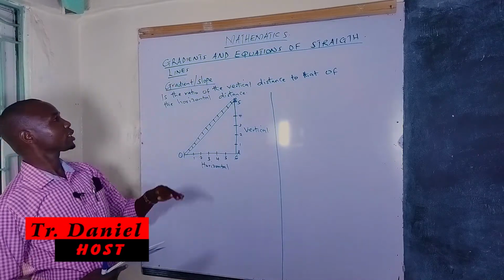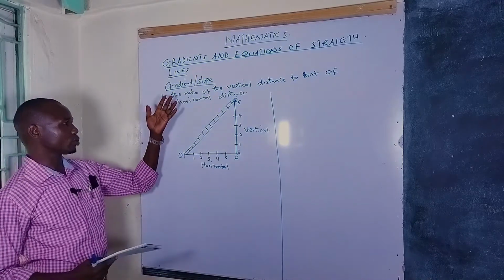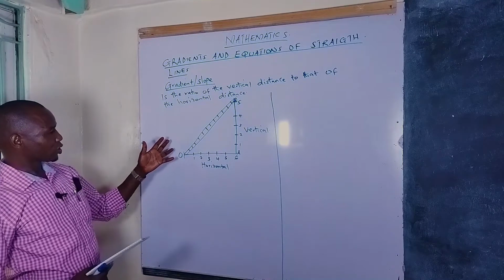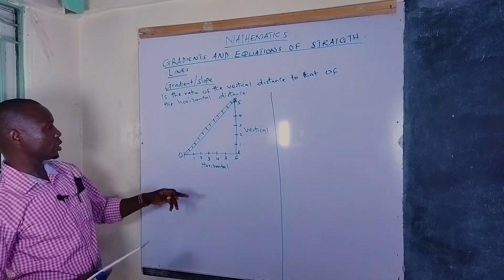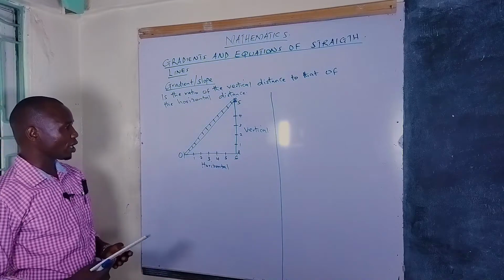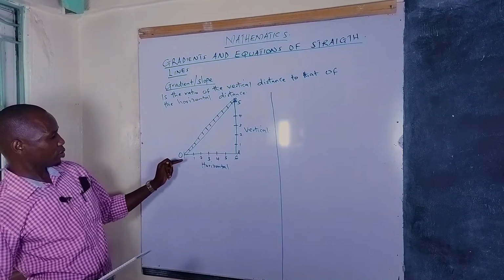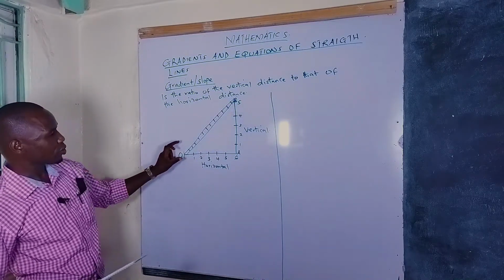Today we are going to look at gradients and equations of straight lines. First, I want us to look at the gradient, or the slope, and I want us to consider a construction worker who wants to raise materials to the height of a wall, let's say point B, and for this person to move from this point O to point B, he has to use a ladder.